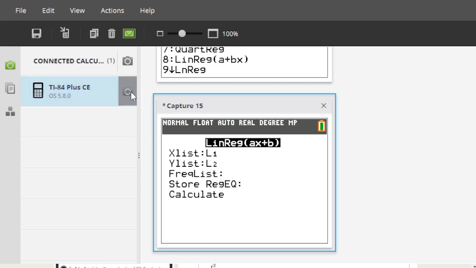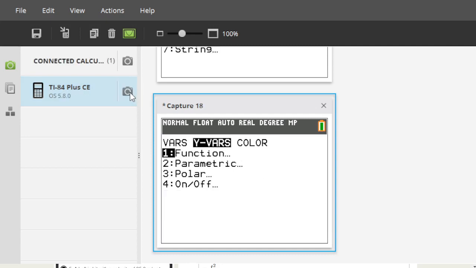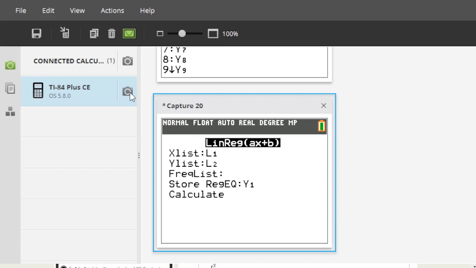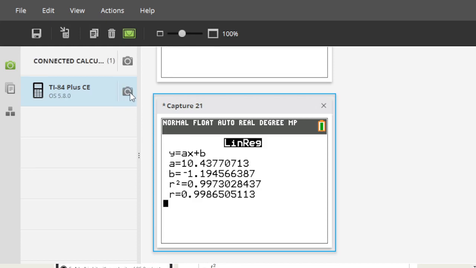If we want, we could come down to our store regression equation, hit our Vars button, go to our Y variables, pick a function, and pick Y1. So once this does the calculation, it will put our equation in Y1 on our graph. And we can calculate. You may just see the a and b. Right now in the mode on this calculator, I've got the statistics numbers on. But the key here is that our slope comes out at about 10.4377707. So it's coming out at 10.4 meters per second squared. Strictly speaking, this is all we need to do.